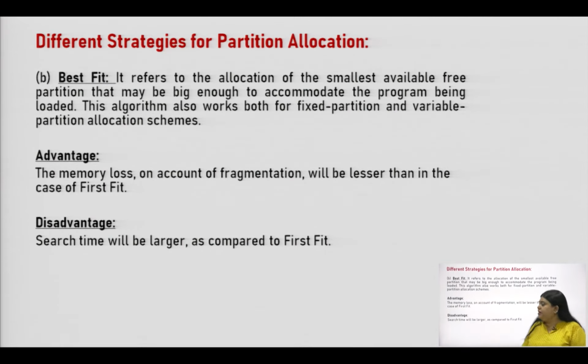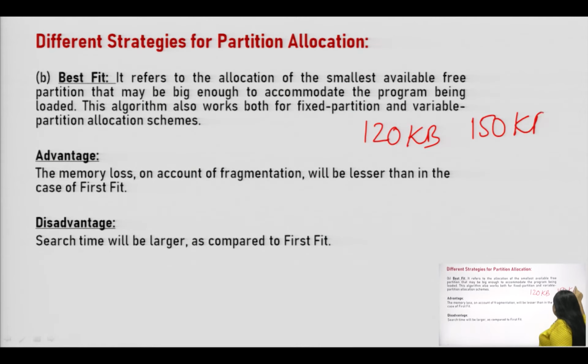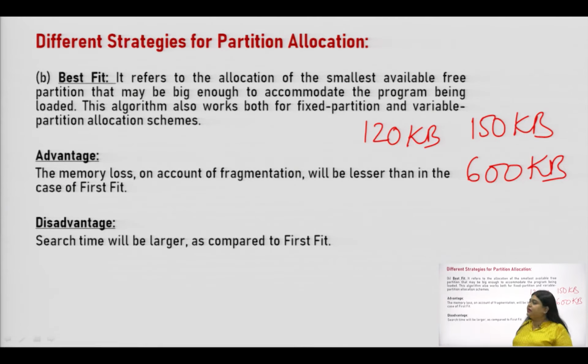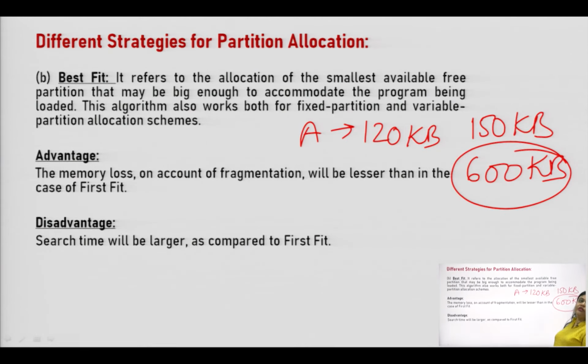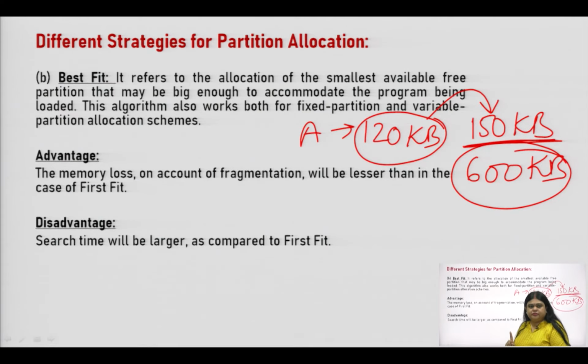For example, let us say there is a process of 120 KB size and we are having two memory blocks, let us say 150 KB and 600 KB. What will happen? We will search for the smallest block that can satisfy the requirement of this process A. We could have allocated this 600 KB block also, it would have been very easy for us, but best fit says that it is going to search for the smallest memory block, and depending on the smallest memory block the allocation is done. Because we have allocated this particular memory block, the internal fragmentation is going to be very less.